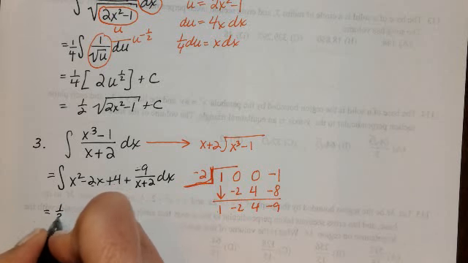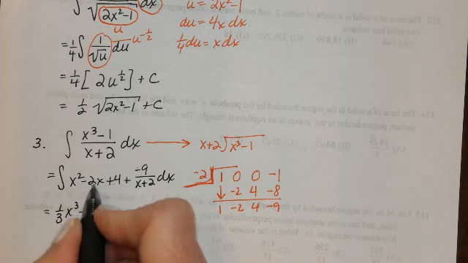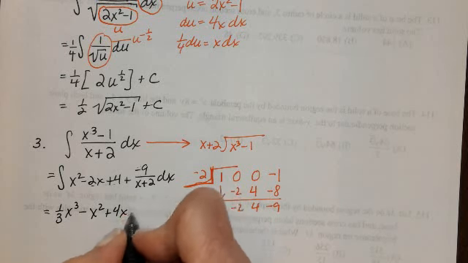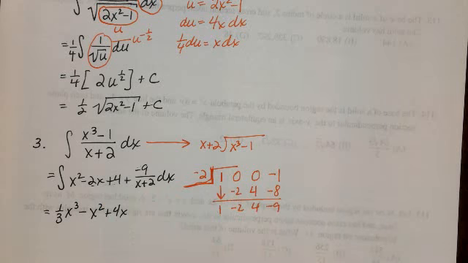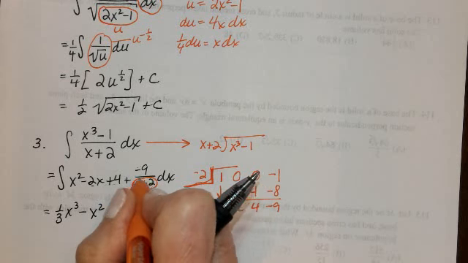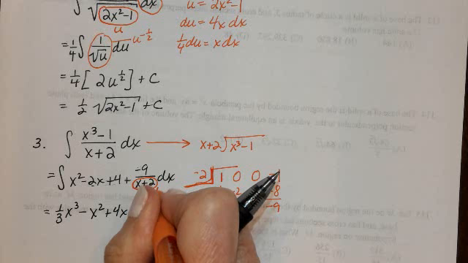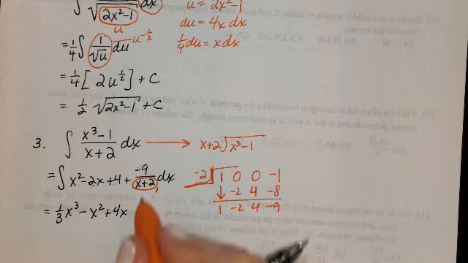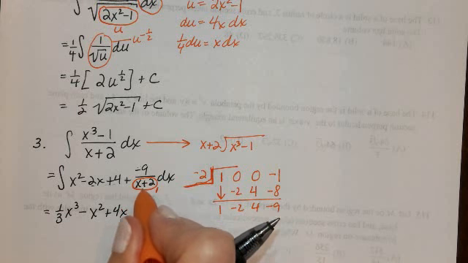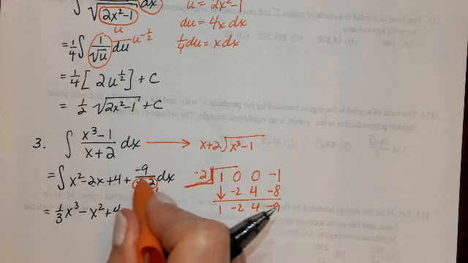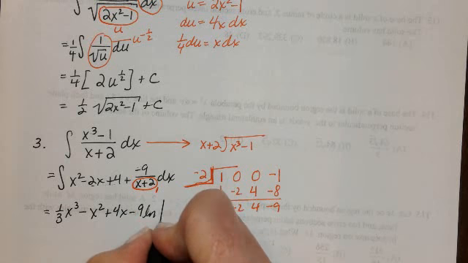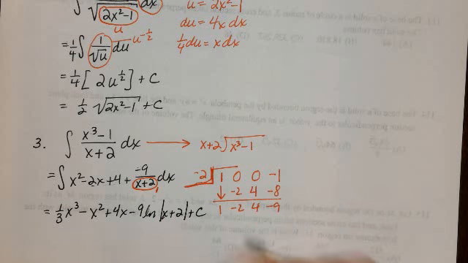So power rule, 1/3 x cubed minus x squared, right, plus 4x. And this is a little natural log because if you take the derivative of that denominator, you get just 1, right? Just 1. Remember that it's going to be a natural log as long as when you take the derivative, you don't get an x left. The derivative cannot include x's. If it does, it's not a natural log. You have to do something else with it. So minus 9 ln absolute value of x plus 2 plus c.